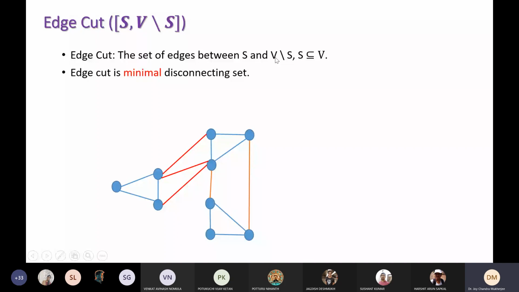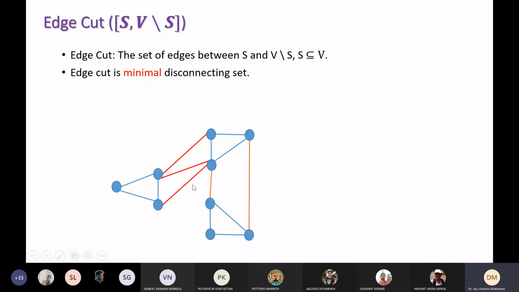Now what is an edge cut? An edge cut is nothing but a minimal disconnecting set. It is not the minimum disconnecting set. Say if I delete these 3, it is an edge cut. It is a minimal disconnecting set. Why? Because if I add one more edge back, it again connects the graph. So it is a minimal set of edges that disconnect the graph, but it is not the minimum edge cut.